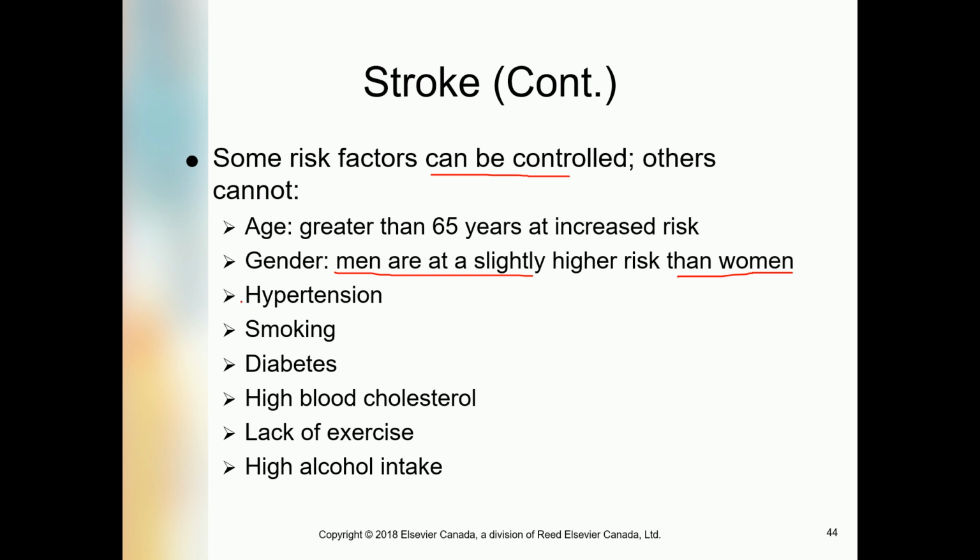Hypertension, another name for hypertension is high blood pressure. Smoking, it is a very bad habit. Diabetes, this is the worst condition, a chronic condition. High blood cholesterol, you have to go to the doctor and check the cholesterol level all the time. Lack of exercise, go to the gym or do a workout at home, which is safer than going to the gym. High alcohol intake, alcohol can cause a stroke. These are the risk factors.